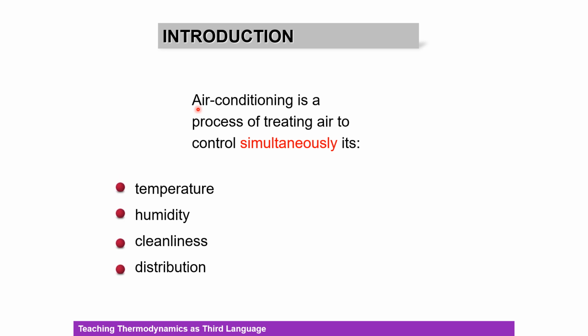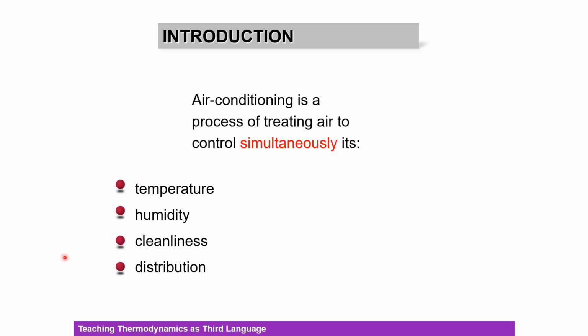So as you can see here, air conditioning is a process of treating air to control simultaneously these four parameters. The temperature: you can either reduce the temperature or increase the temperature. In Malaysia, because our mean temperature is around 35 degrees Celsius, we will use the air conditioning to lower the temperature to almost 24 degrees Celsius. That's the human comfort temperature. Humidity in Malaysia is high too, so we can use the air conditioning system to reduce the humidity to the comfort that we are comfortable with.